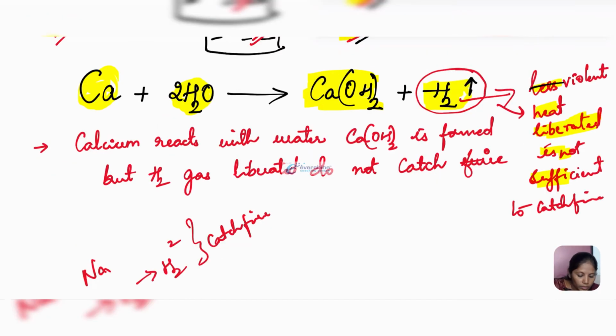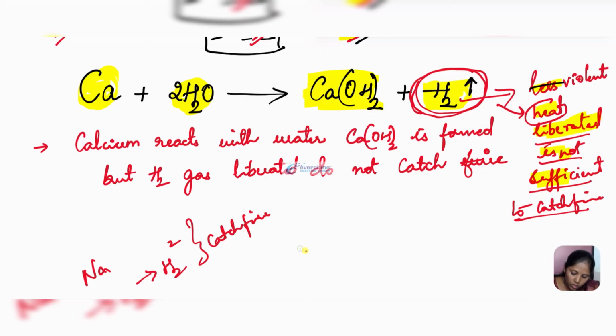Another important question is how calcium reacts with water. Calcium reacts with water, where Ca is calcium and H2O is water, and forms calcium hydroxide, Ca(OH)2, and also liberates hydrogen gas. Here the hydrogen gas released will not catch fire. Why? Because during this reaction the heat liberated is not sufficient to catch fire.